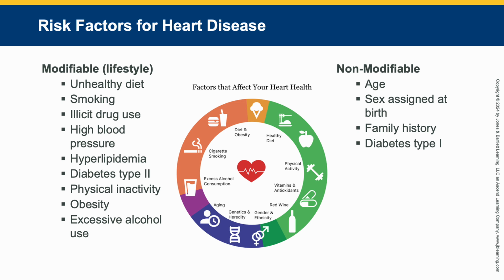So what are the risk factors for heart disease? We've got 4 that are non-modifiable. Your age. The older one gets, the greater the risk for heart disease. Two, sex assigned at birth. Those born male at birth are more likely to develop heart disease. Family history and diabetes type 1, which we know as an autoimmune disorder is when the body doesn't make insulin, right? The pancreas isn't working.